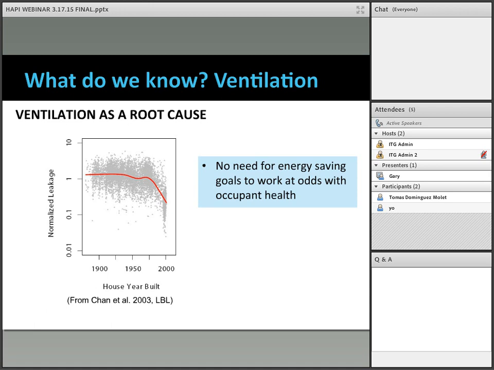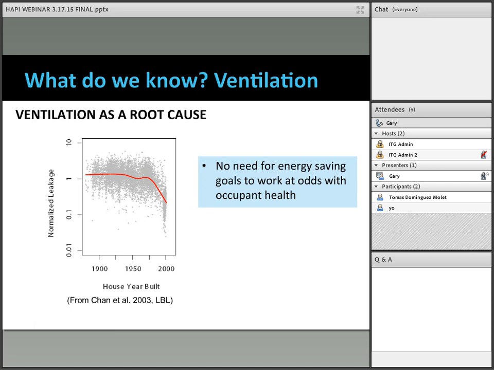But once again, we're not at the point now where we need to think about these things as being at odds. You can build a very tight, energy efficient building with an energy efficient shell and think about spot ventilation or controlled ventilation or energy recovery systems. You don't have to think about these things being fully at odds.